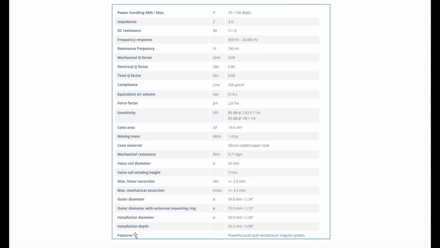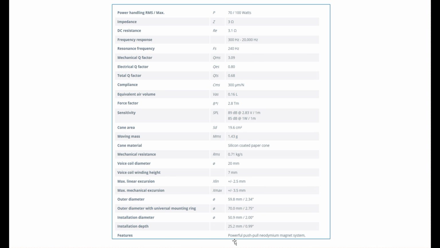This one doesn't have anything about the gap, because with that information we could work out how much wire is in the gap at any time. Or it doesn't have anything about magnetic flux either, so that's all kind of missing. We've got excursion, so Xmax, which is the linear excursion here, is 2.5. Xmech is 3.5. Now they've used different terms here, but that's what they are: linear excursion and maximum or mechanical excursion. Then we've got some details about the dimensions of the speaker, which we didn't really cover because I think that stuff is common sense.